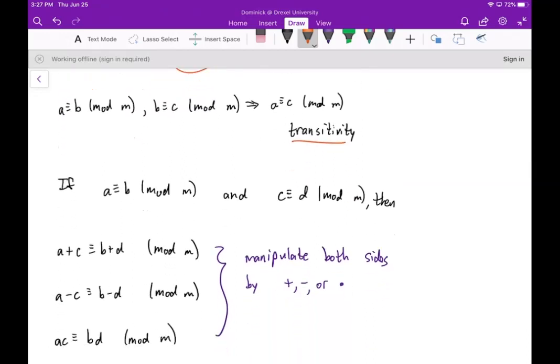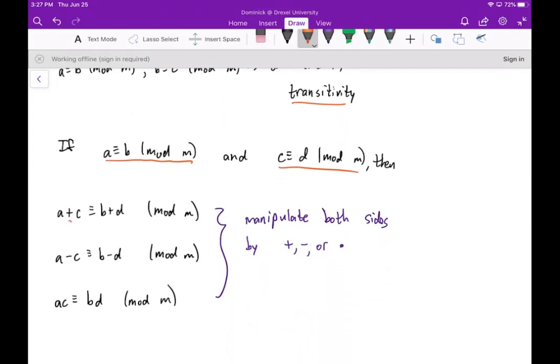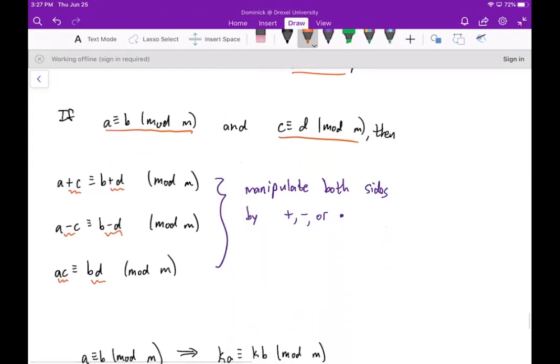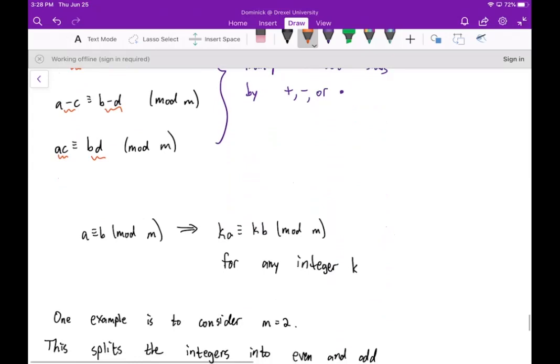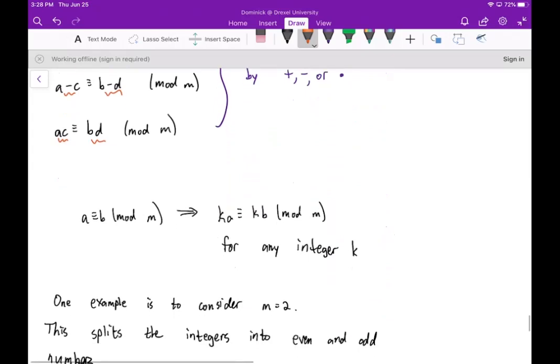Now, we also have that if A is congruent to B mod M and C is congruent to D mod M, then we're allowed to add congruent things to both sides. We're allowed to subtract congruent things from both sides, and we can multiply congruent things on both sides. So we can multiply, subtract, or add. Of course, this also works for any integer k: you can multiply both sides of a congruence by an integer.